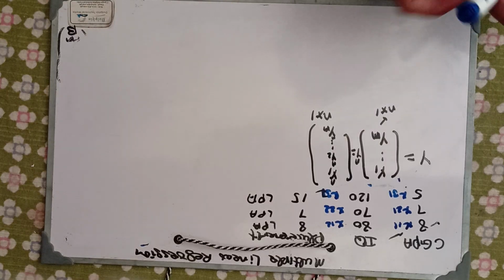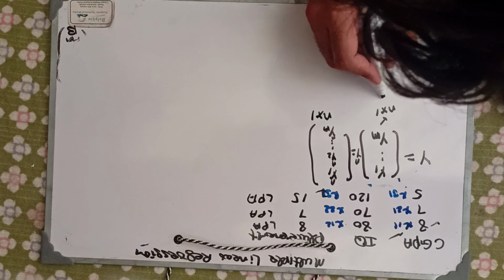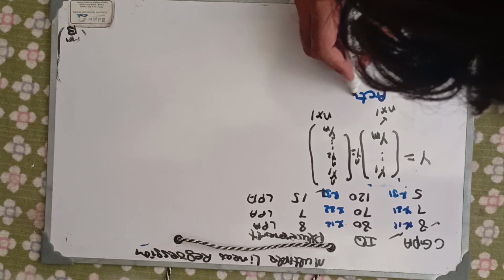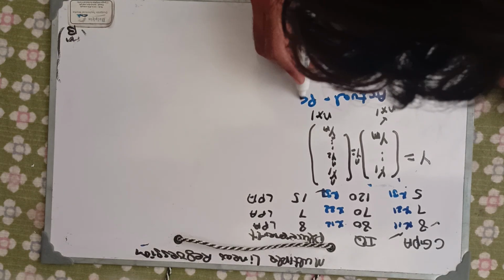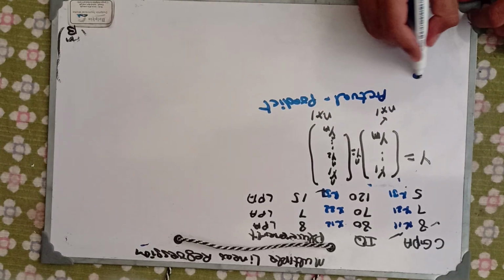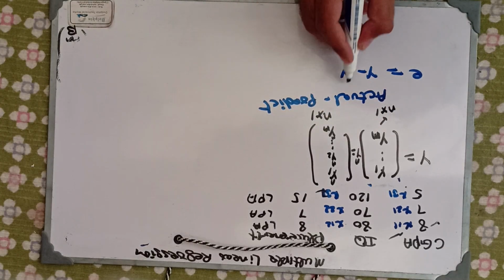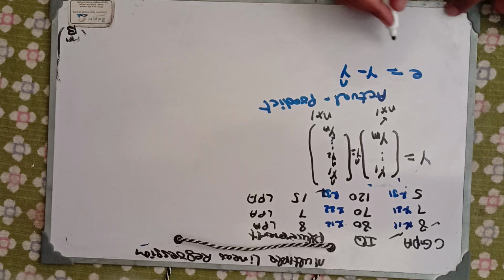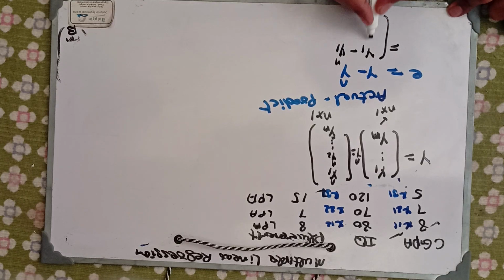How can we calculate the error? We subtract the actual value from the predicted value. This is my predicted and this is my actual, so I will write here e equals y minus y hat, right? So I will write y1 minus y1 hat, y2 minus y2 hat, and so on, up to yn minus yn hat, right?